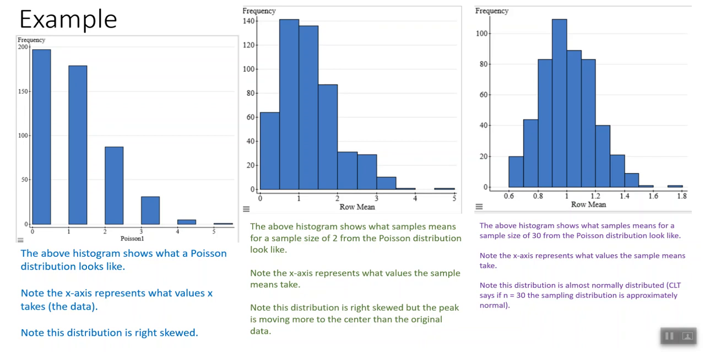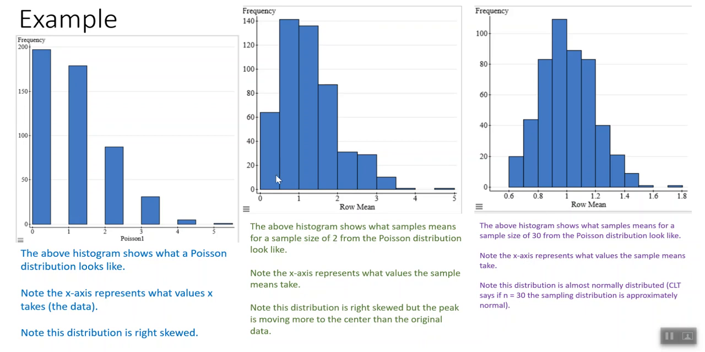What you're going to do in this lab is repeat these steps for multiple different distributions. You will look at what the data itself looks like in a histogram and make comments on it. Then you will calculate sample means of different sample sizes, 2 and 30, and you will look at what the sample means, no longer the data itself, look like.